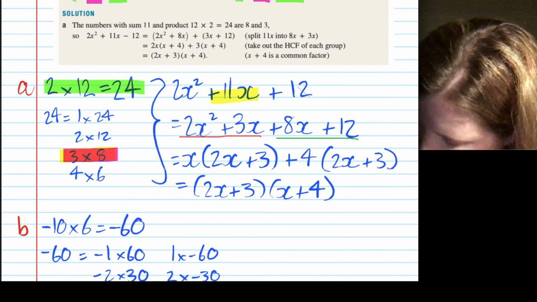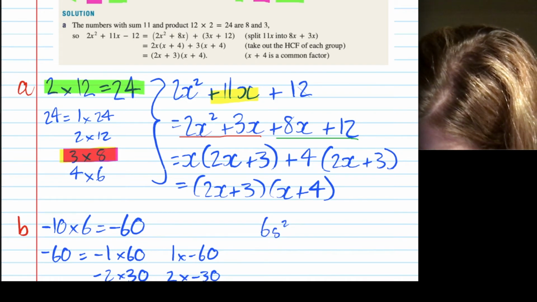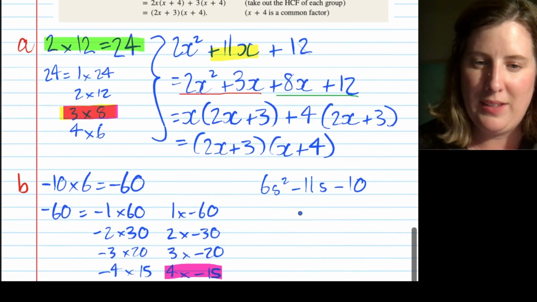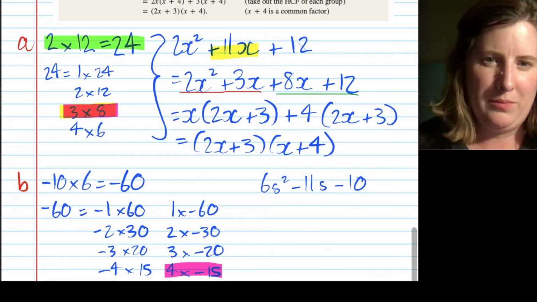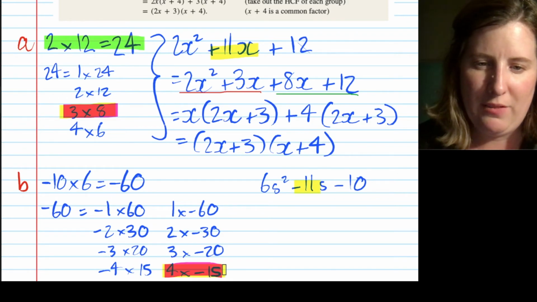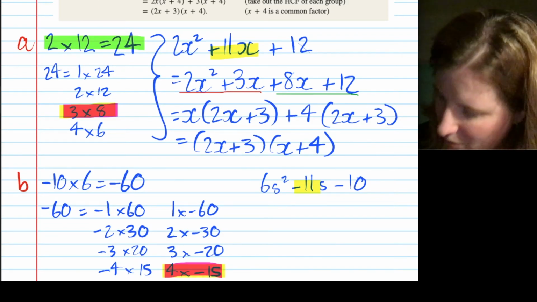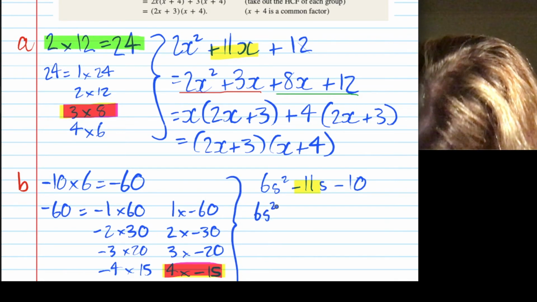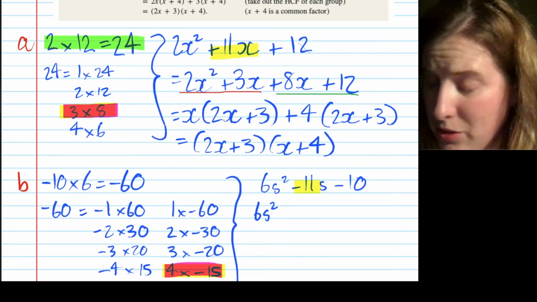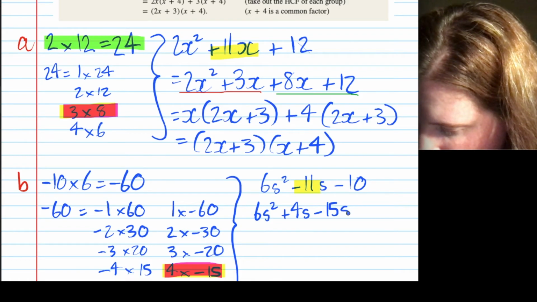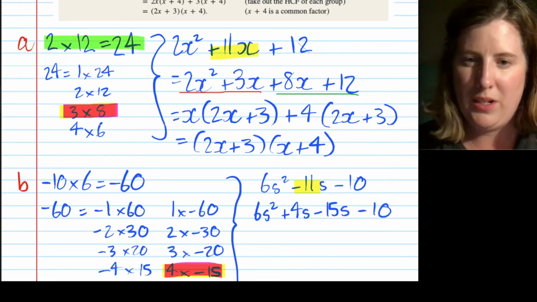We've got our 6x squared, take 11x, take 10. I'm going to rewrite this, but instead of negative 11x, I'm going to write 4x and negative 15x. So we've got 6x squared. It doesn't matter which order I do it, so I'm going to do plus 4x, take 15x, and then my minus 10 after it.